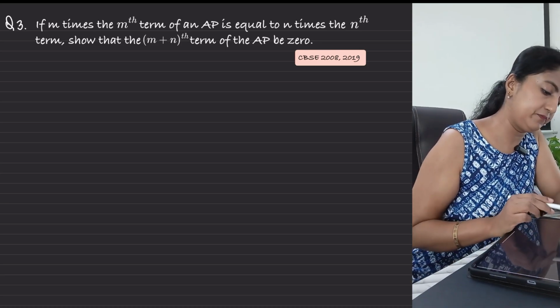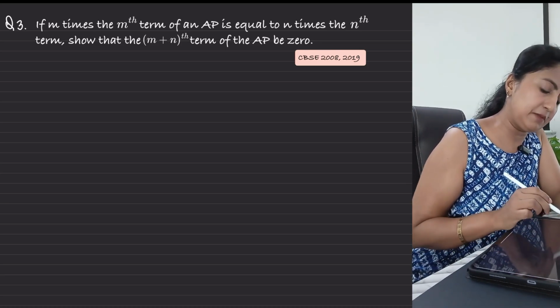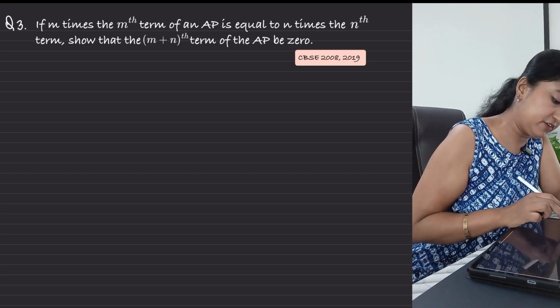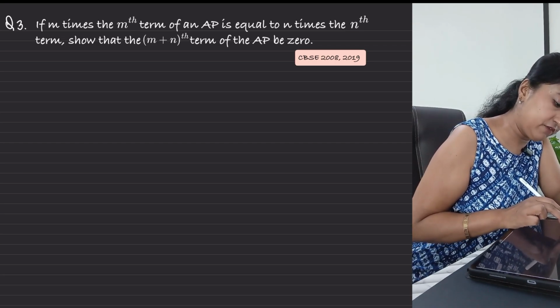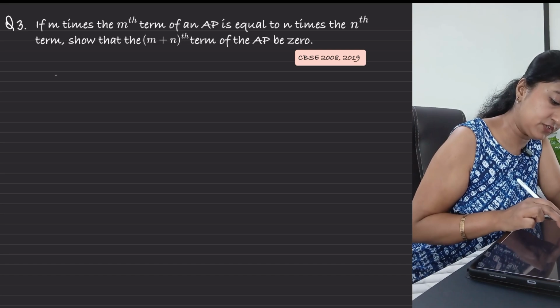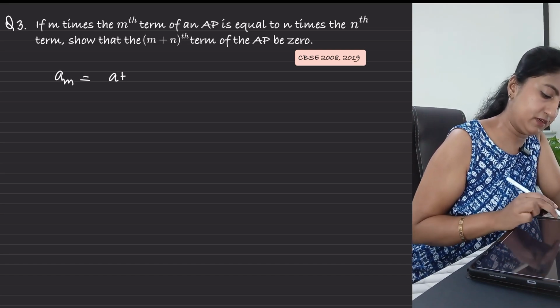Now let's start doing it. We have m times the mth term of an AP. First of all, we will expand by writing am, which is a plus m minus 1 times d, right?